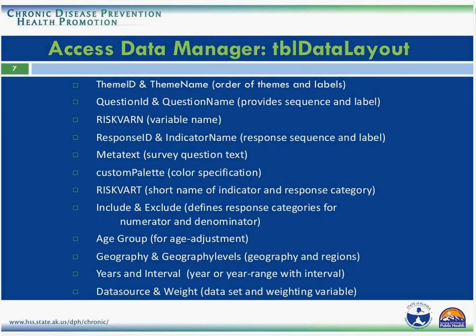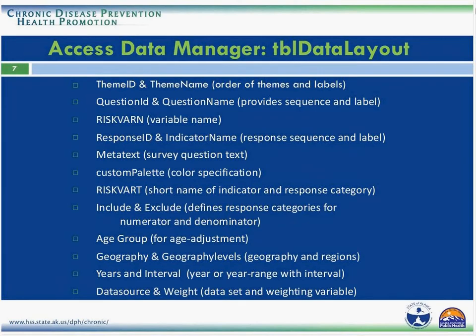And this enables us to define response categories for the numerator and denominator, such as when we're looking at general health, we can contrast poor, which has a value of 5, versus response categories 1, 2, and 3 without having to create a brand new variable. Next, we're able to identify which age grouping specification we'll be using for age adjustment, the geography and the geography levels.